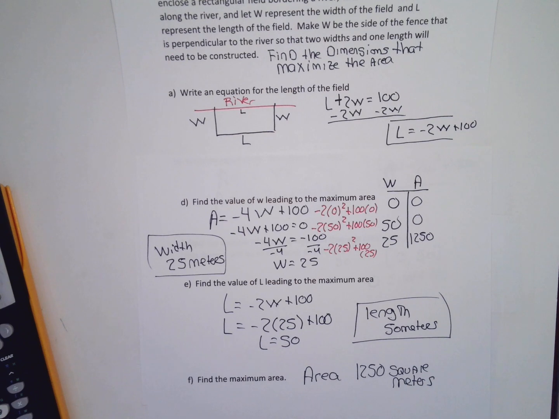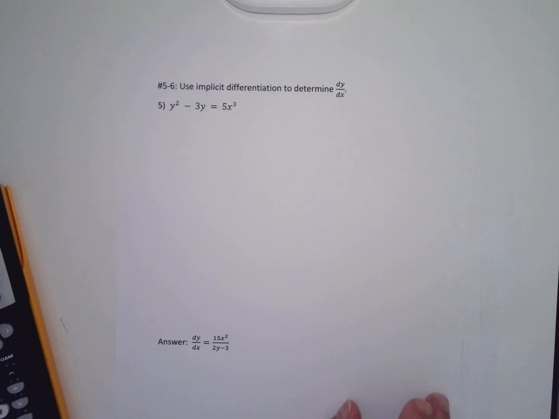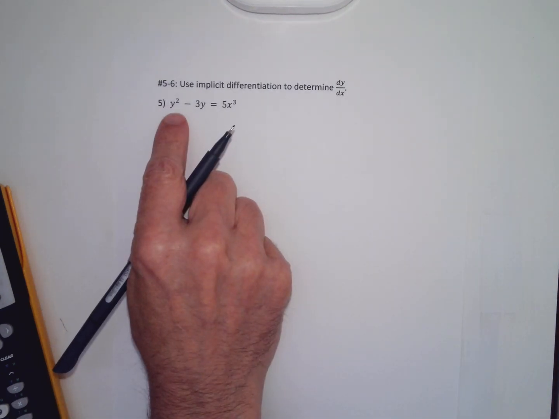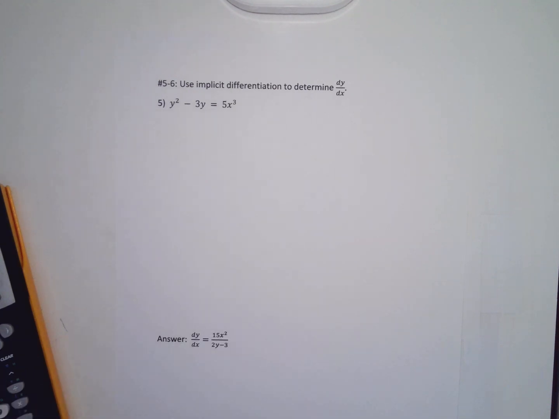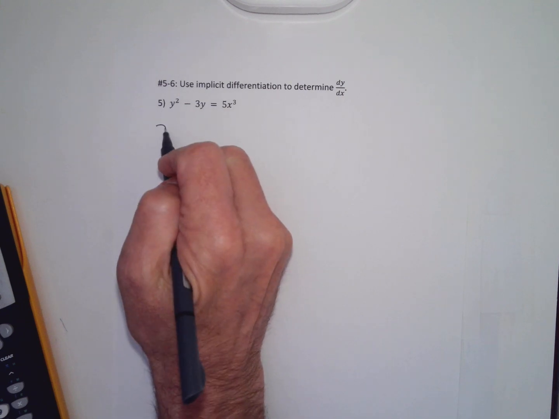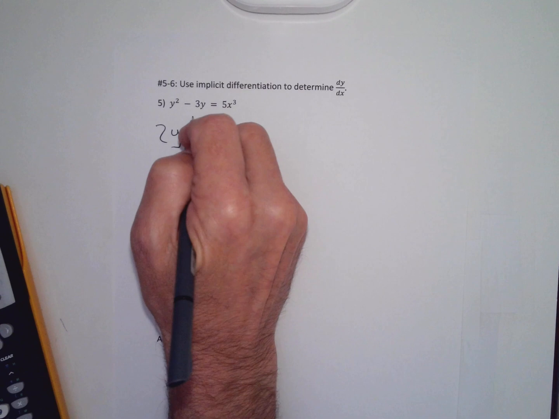So a couple more word problems, but that's the most involved one with all the parts to it. Now we're going to do some implicit differentiations. For problem 5, anytime I take the derivative of a term that has a y, I tack on a dy dx to its derivative. The derivative of y squared would naturally be 2y, but because I'm taking the derivative with respect to y, I tack on a dy dx.